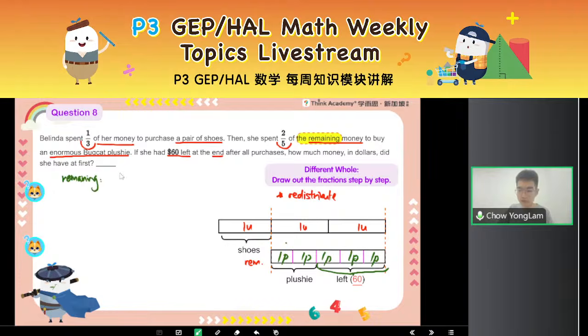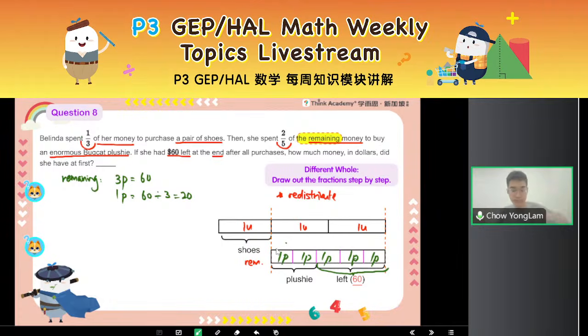Focusing on the remaining, 3 parts is equal to 60, right? 1, 2, 3. 3 parts is equal to 60. So then you can find out 1 part is equal to 60 divided by 3 equals 20. And from that, you can find the remaining money.